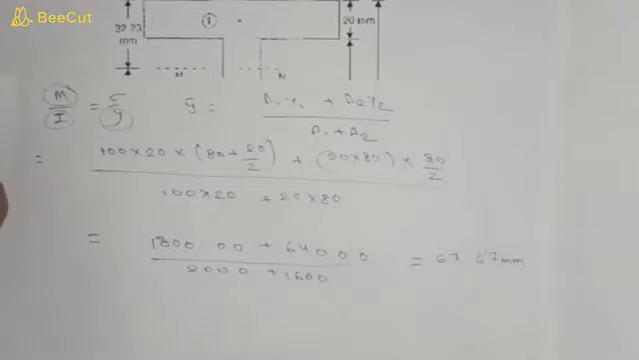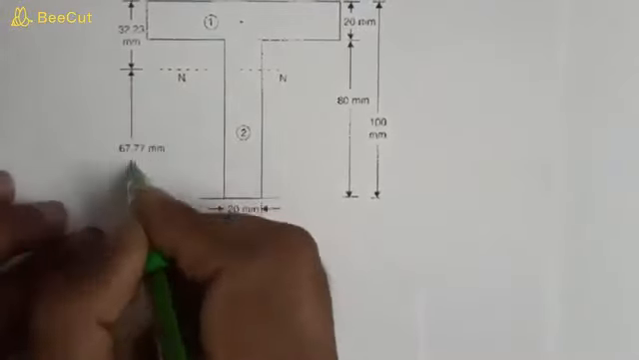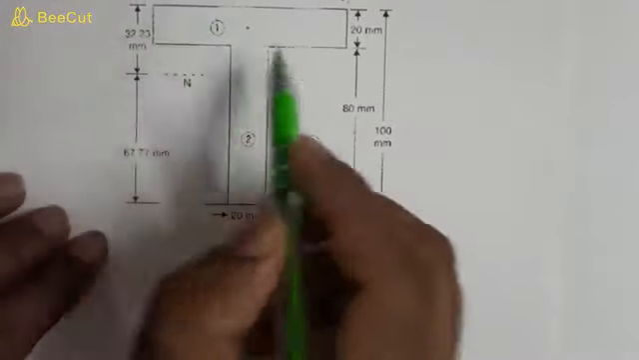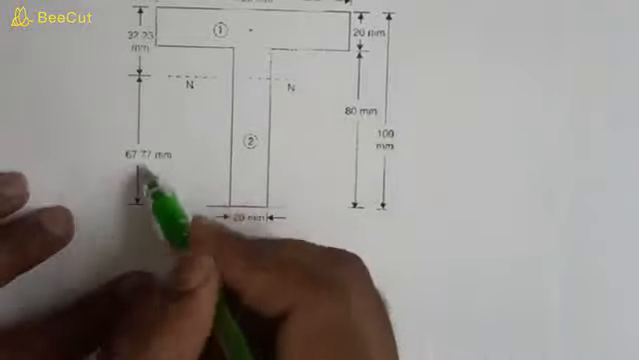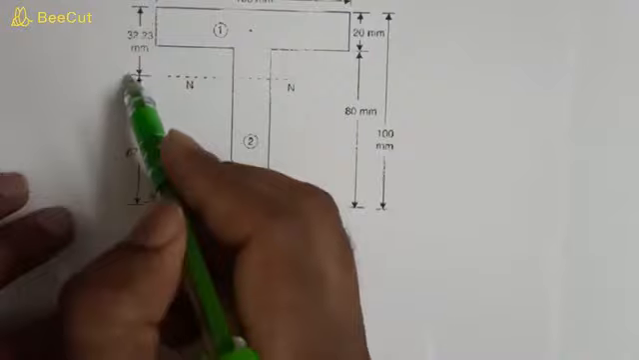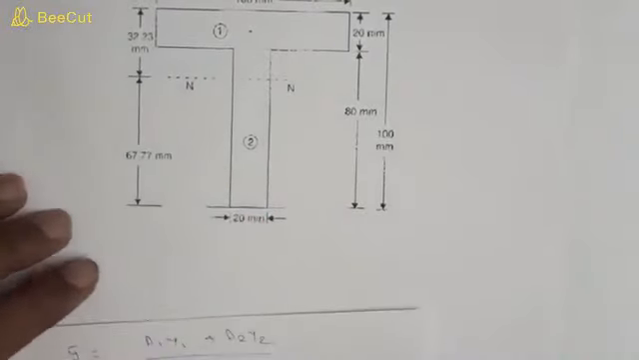So this is the distance of the neutral axis from this point. We have already denoted it 67.77 mm, and if we subtract it from the 100, it will become 32.23 from the top fiber, and from the bottom fiber it is 67.77 mm.